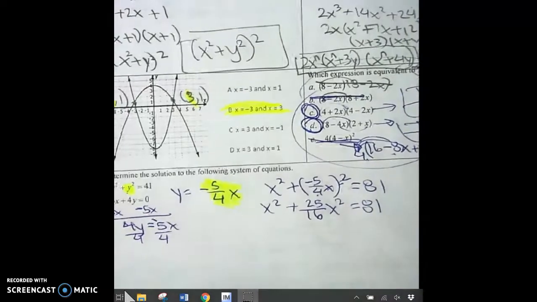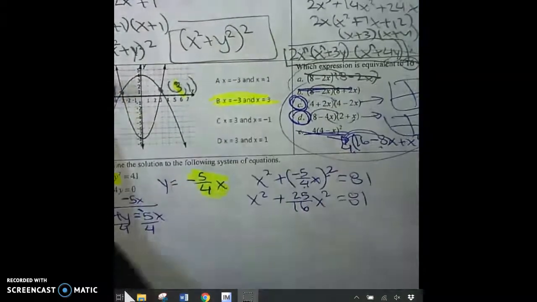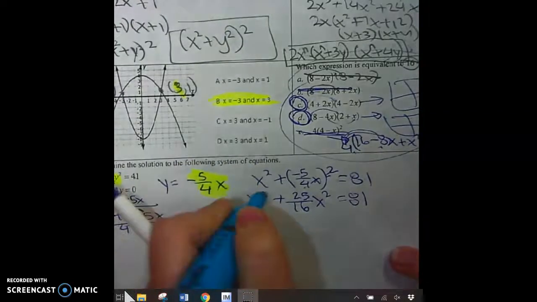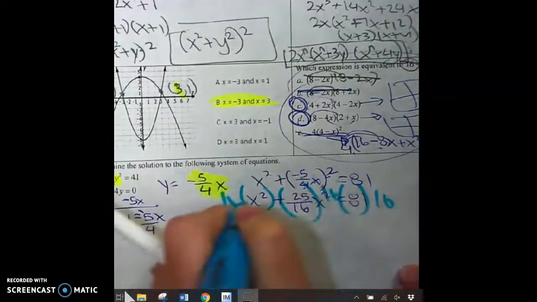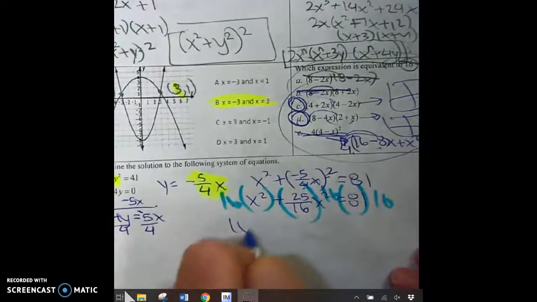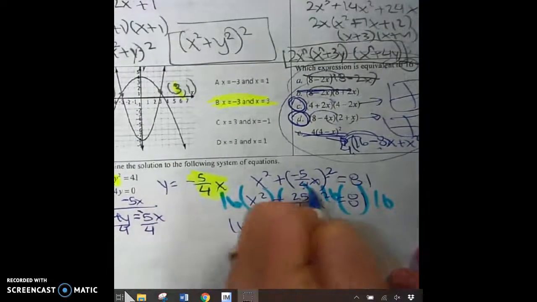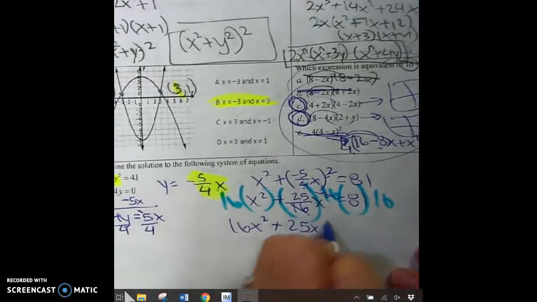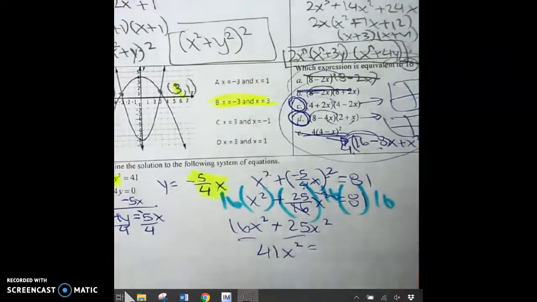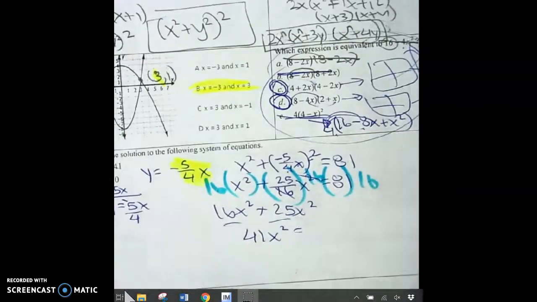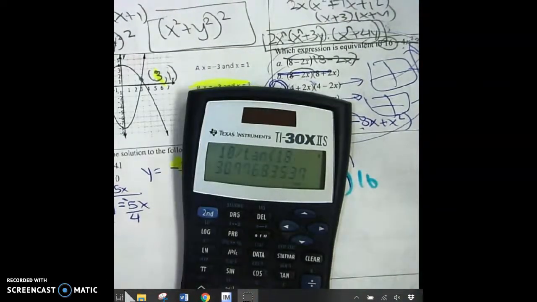Okay? There's different ways to do this problem, but for me, what makes it difficult is that 16. Whenever I see a fraction, I'm just going to get rid of it by multiplying by 16. I get 16x squared plus, the 16 is gone, 25x squared. So now I can easily put those together. And then 81 times 81 times 16, I don't know.